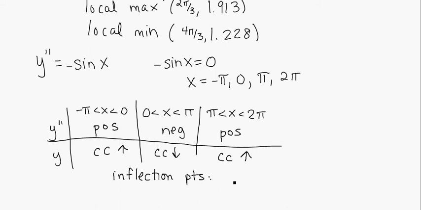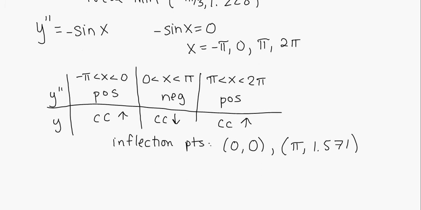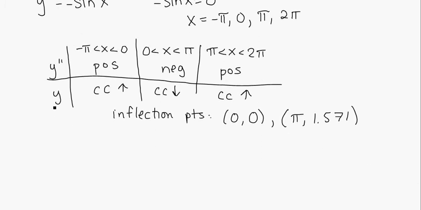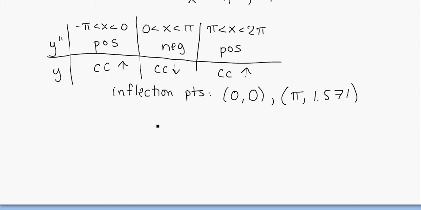So we have inflection points at 0, 0. If you plug 0 into the original, you get 0. And also at pi, approximately 1.571. By the way, the endpoints at negative pi and at 2 pi are also inflection points, but we don't need to worry about that because we're only sketching on this very small interval.